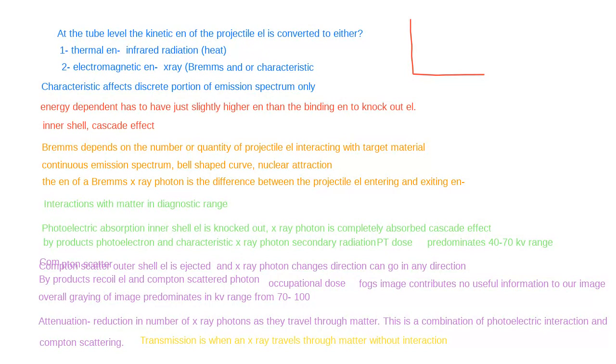BREMS is going to look more like this. It's going to be a bell-shaped curve. Anytime you see BREMS, you're going to see that emission spectrum as a bell-shaped curve, and that's because BREMS happens at any energy level. We know energy is the x-axis, the horizontal axis, and the y-axis is the vertical axis, and that's the number of photons.